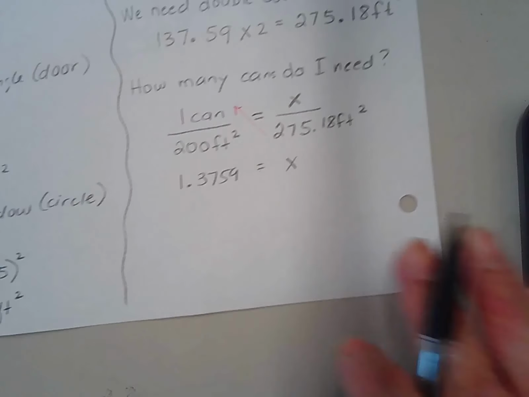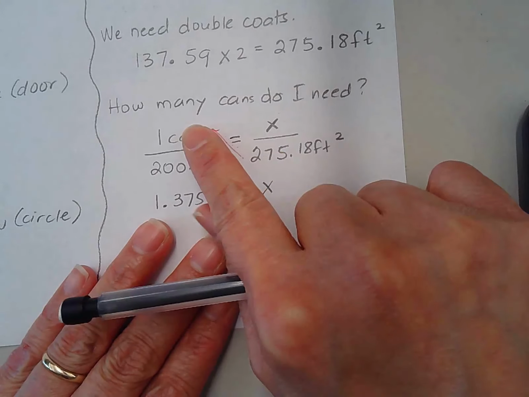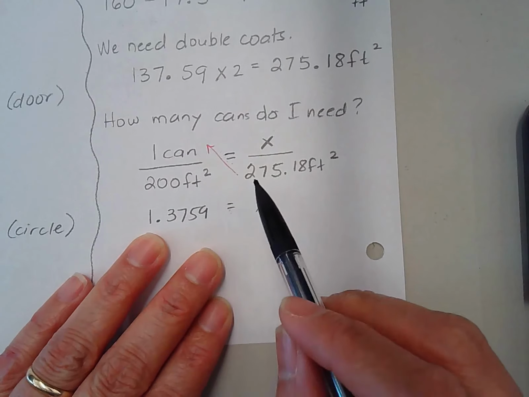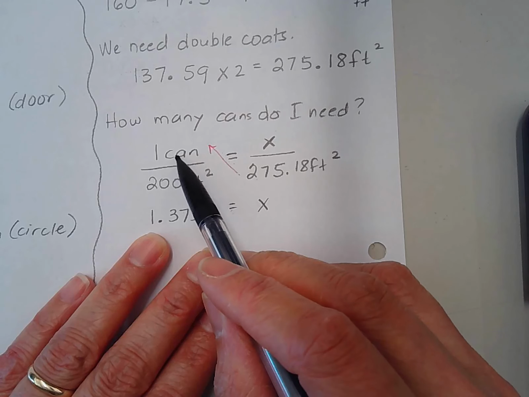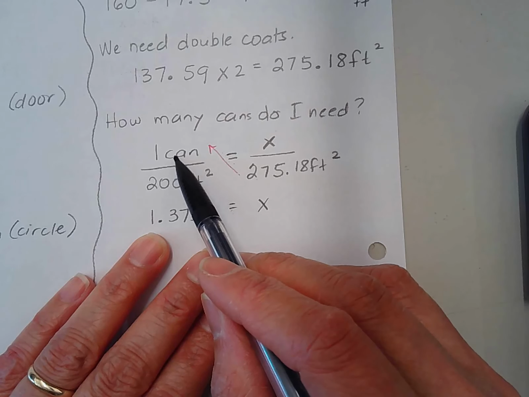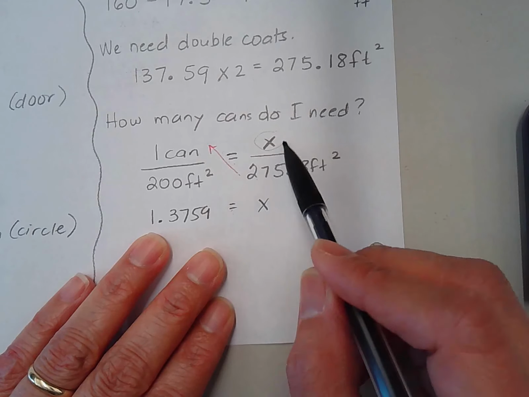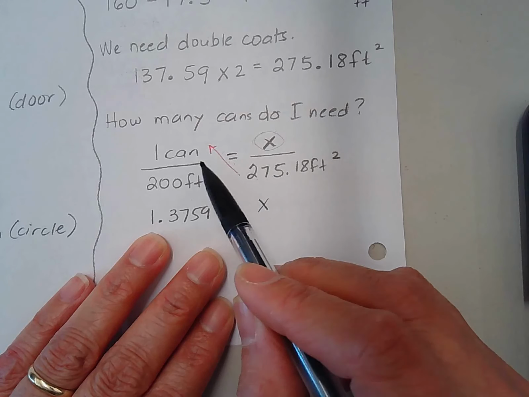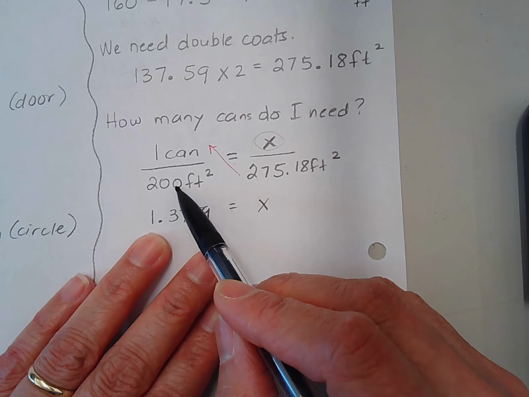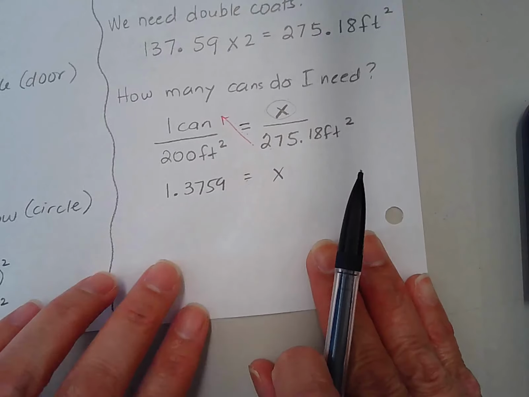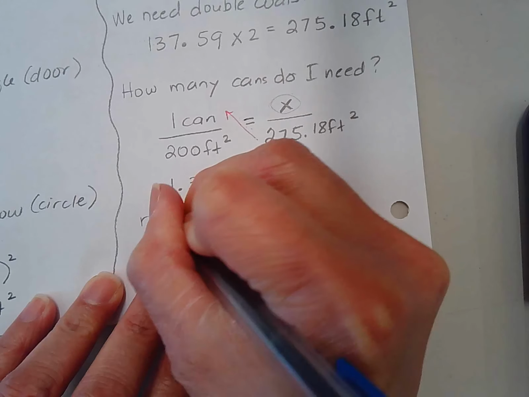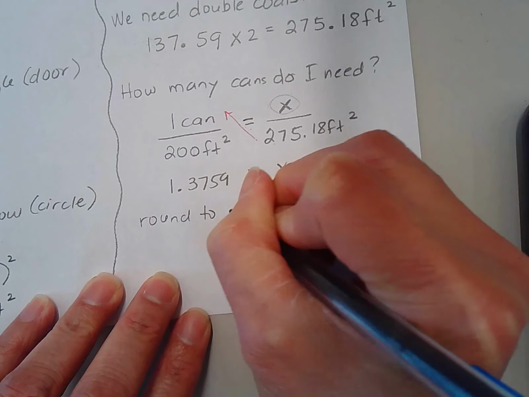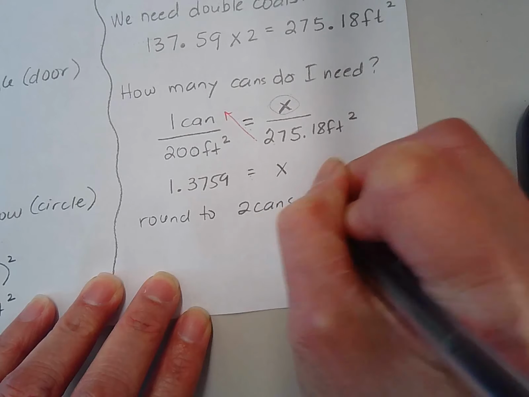Where did the 1.3759 come from? Okay, cross multiply. So this times that would be 275, because we're trying to solve for x, and then divide it by 200. So in this case, we need to round to 2 cans.